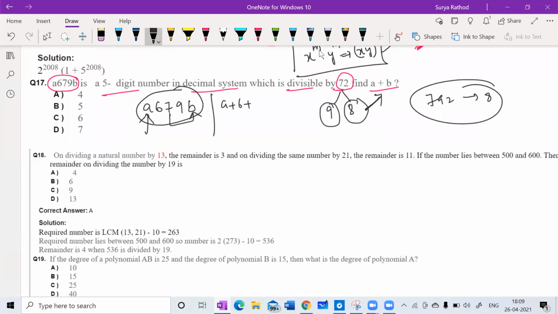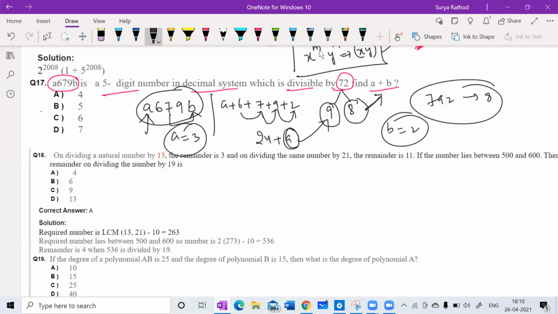A plus 6 plus 7 plus 9 plus B, I got 2. So add all this. 6 plus 7, 13, 13 plus 9, 22, 22 plus 2, 24. By 8 plus, what should I add to A so that it will be divisible by 9? Tell me. 3, of course. So A value is 3 and B value I got 2. So A plus B is 5. So option B is 5.